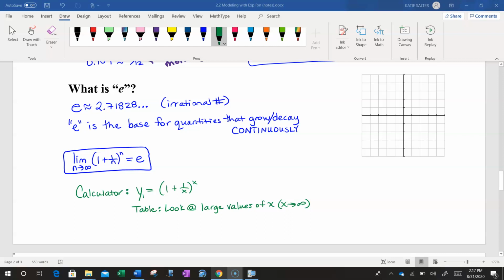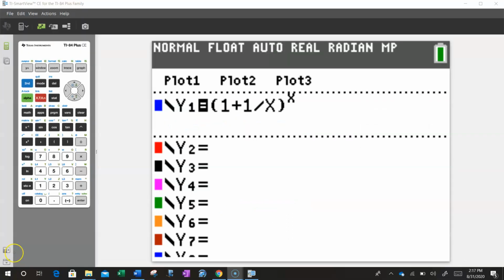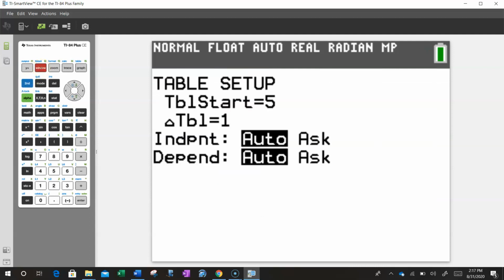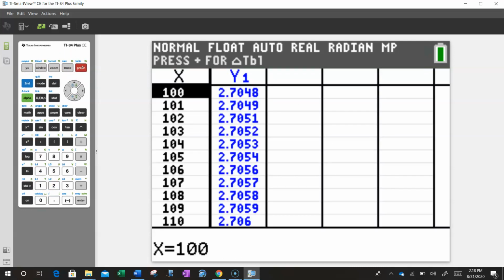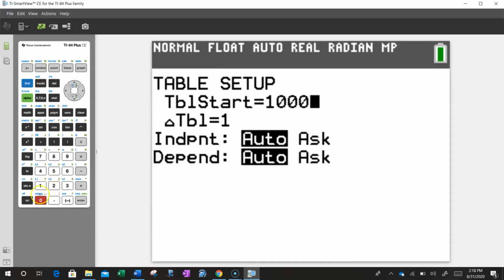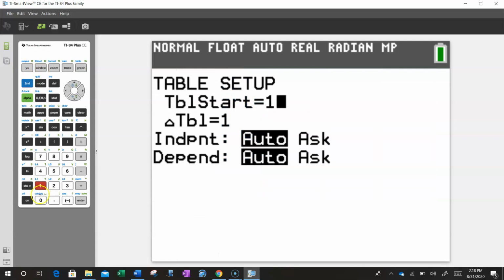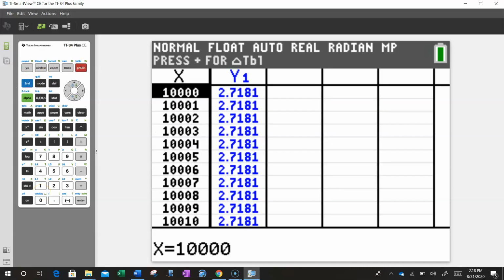So if you go in your calculators and type 1 plus 1 over x, raised to the x, and then go to the table and look at really big values. Right now you can see they're around 2. So I hit second window, and I'm going to jump to when x is 100. And then I'm going to go back to my table. Look at that, it's like 2.7. Then I'm going to jump in my table, because I don't want to scroll all day long, to when x is 1,000. And I go back and look at those numbers. And then I'm going to look when x is 10,000 or 100,000, or you can just keep making it bigger and bigger.